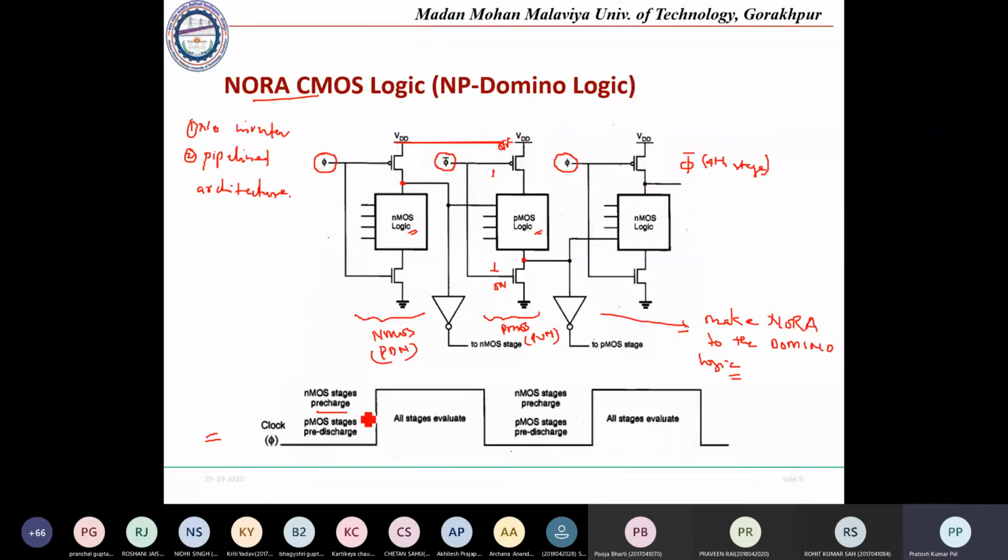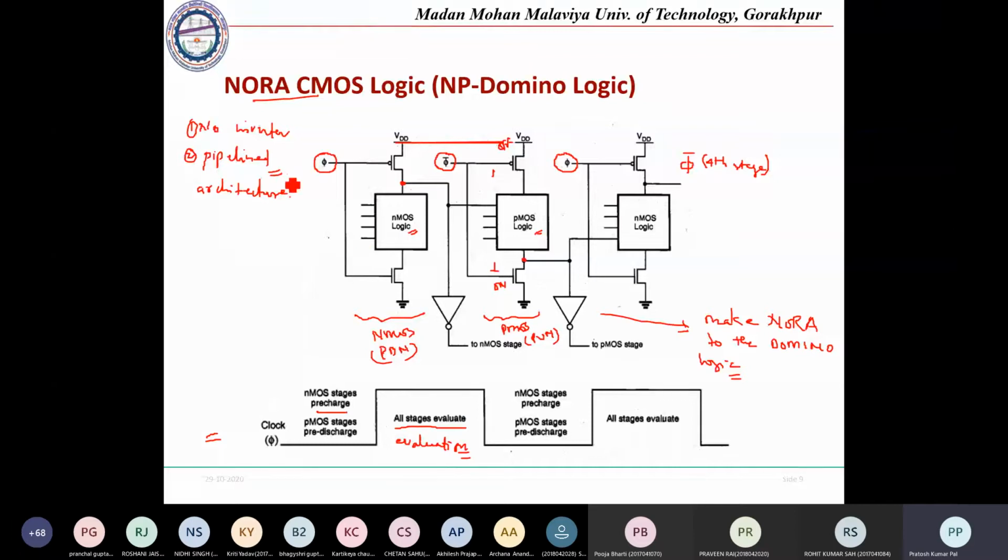And when the clock is 1, both will be in evaluation mode. So this is your evaluation mode. Here two logics are cascaded, one NMOS logic and one PMOS logic. Both will be working when the clock is 1, and both will be either pre-charged or pre-discharged when the clock is 0. So both logics work together for the same time. That's why it is called pipelining architecture.